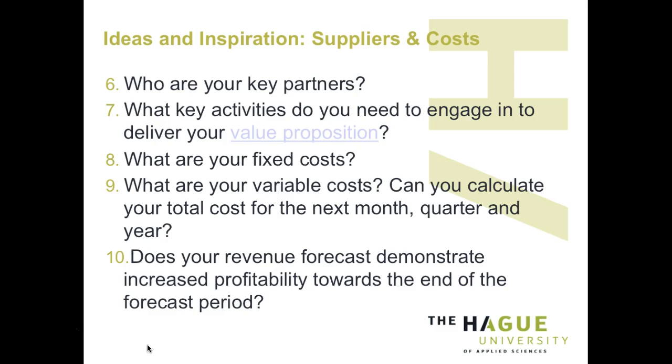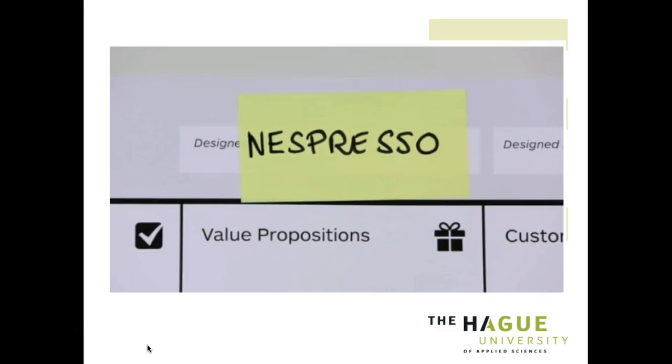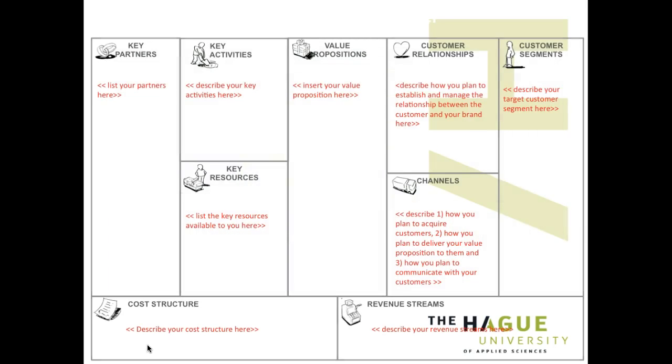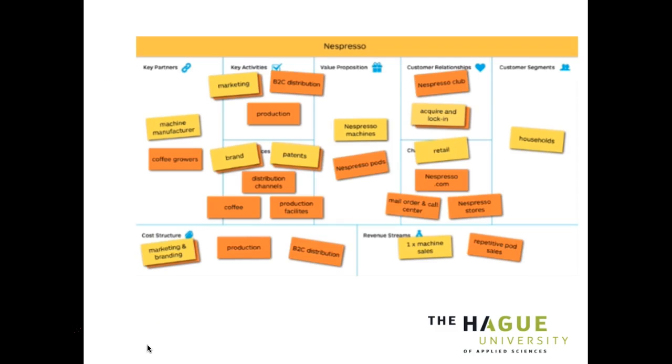So you'll write underneath. So Nespresso is one example. I believe that you can find an example on YouTube if you have a look through. And Nespresso, or any other business that you can think of, you'll go through each of these sections, and we'll do this in the workshop this week. List the key partners, describe the key activities, and so on and so on.